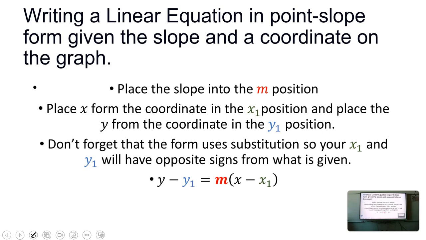So writing a linear equation in point slope form given the slope and a coordinate on the graph, what you're going to do is place the slope in the m position. And then after that, they're going to give you the x1. You're going to place the x1 in this position, and you are going to use a subtraction sign. So basically, it's the opposite of whatever they give you because you're subtracting it. And then you're going to put the y1 in that position with the subtraction sign, or the opposite of whatever they give you. Because if they give you a negative, minus a negative would turn into a plus. I'll show you some examples of those.